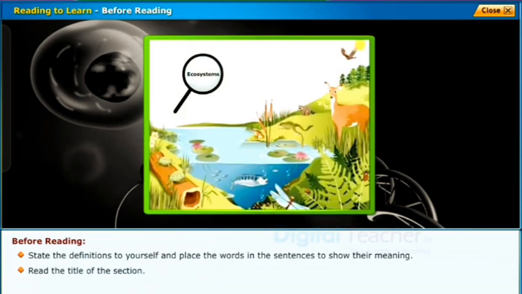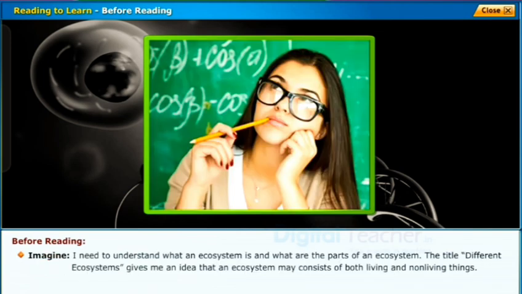Read the title of the section. Imagine, I need to understand what an ecosystem is and what the parts of an ecosystem are. The title, Different Ecosystems, gives me an idea that an ecosystem may consist of both living and non-living things.